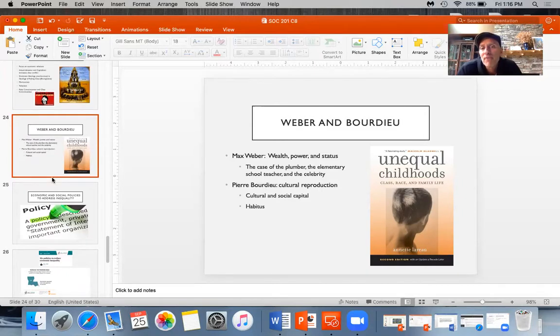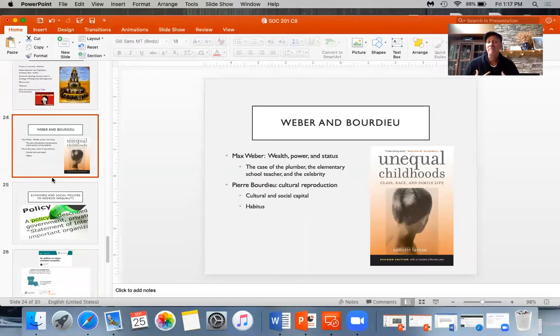Bourdieu and Weber provide a slightly different perspective. Weber focuses on wealth, power, and status. It's not just about the economic relations that Marx describes, the owner versus the worker. It's part wealth, part power, part status. So for example, a plumber's class or wealth, the amount of money, may be higher than an elementary school teacher's. Yet status-wise, the school teacher may be at a higher level. The power, meaning social and political power, may be different again.